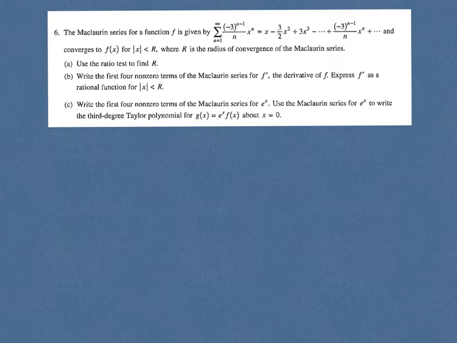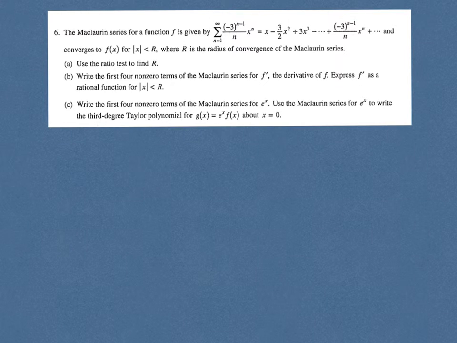Now let's take a look at question number 6. In this case, we are told we have a Maclaurin series for a function f, and they give you the first parts of the expansion and the general form. We know it converges to f of x for the absolute value of x less than R, where R is the radius of convergence. You've seen this before. The first thing they want you to do is use the ratio test to find out what R is. Make sure you go through and do that.